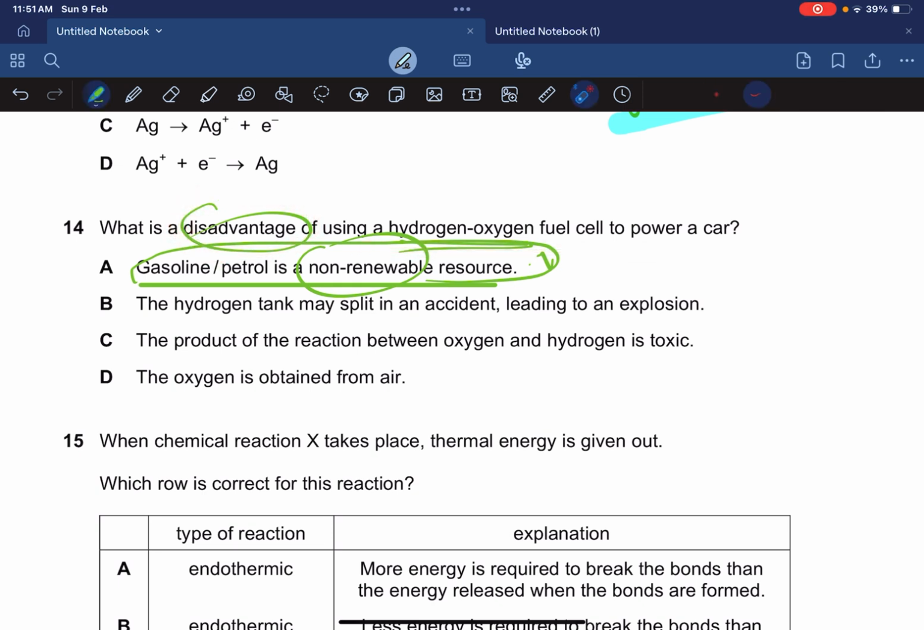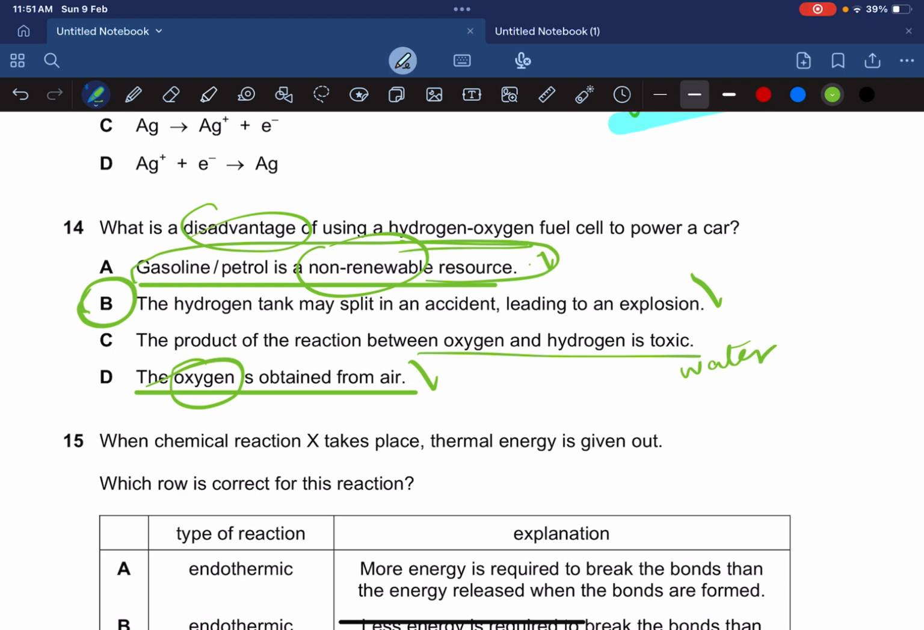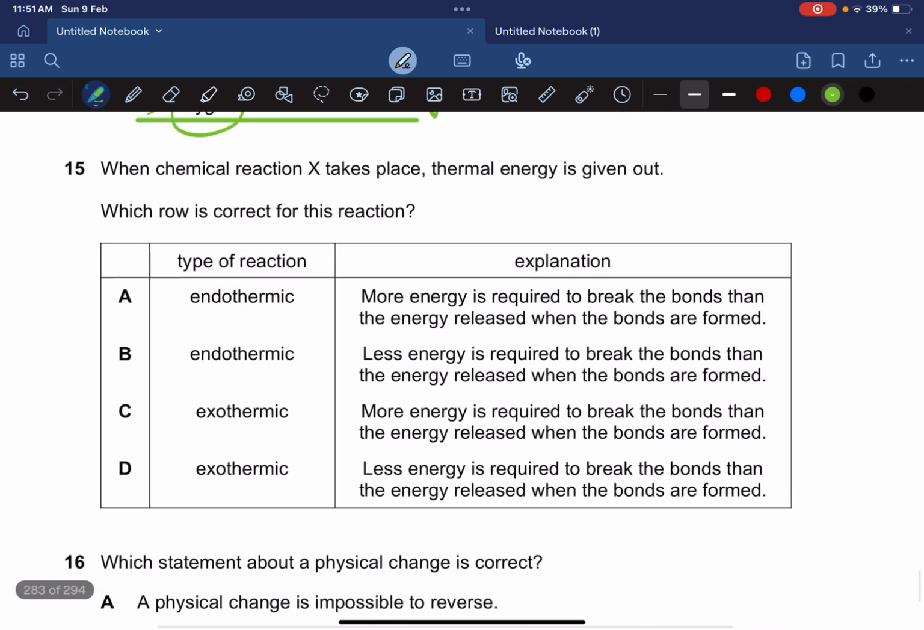Let's read statement B, which says the hydrogen tank may split in an accident leading to an explosion. This is also correct. Okay. This can be a disadvantage, so option B is correct. C is the product of the reaction between oxygen and hydrogen is toxic. How can it be toxic? The product is water. Do you guys think that water can be toxic? Never. Okay, the oxygen is obtained from air. Well, this is an advantage, not a disadvantage, because it's cheap obtaining oxygen from there. So option B is going to be our correct option.